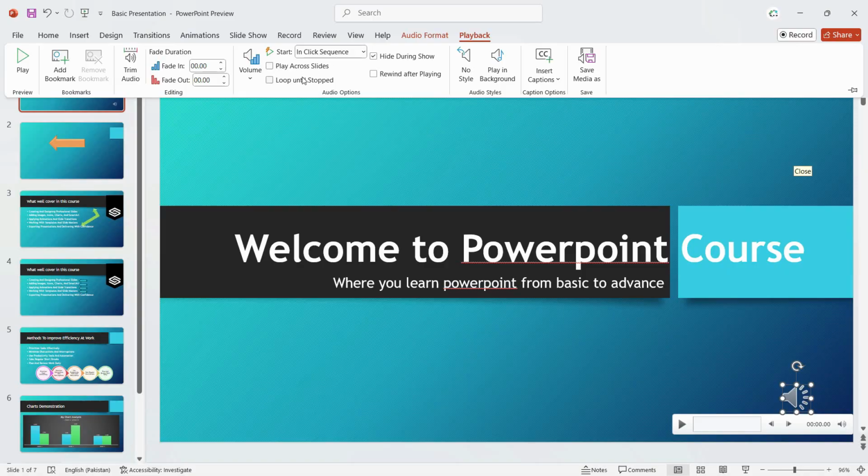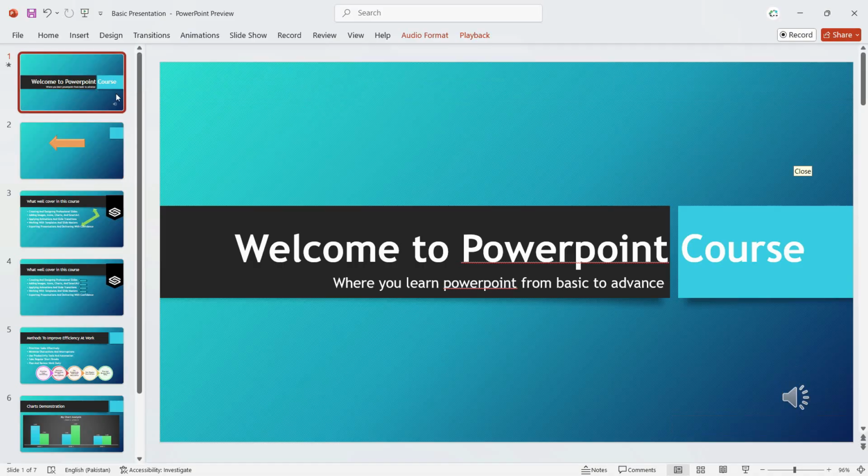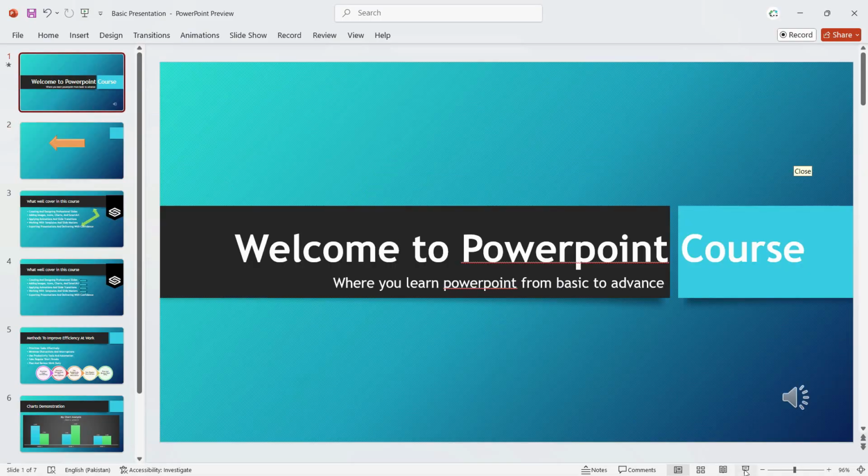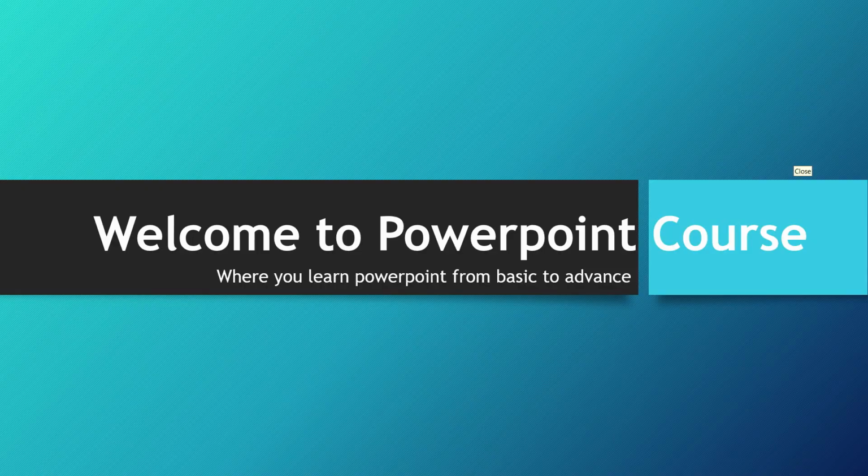So what we can do is we can loop it until stopped, and it should start automatically from the start of the slide. But make sure that you place the background music at the start of the slides and not in the middle. Click on the start. And now you can notice that it is playing the audio in the background. Now, when we start playing this from the first slide, we can notice that the audio is playing in the background. Everything is perfect.